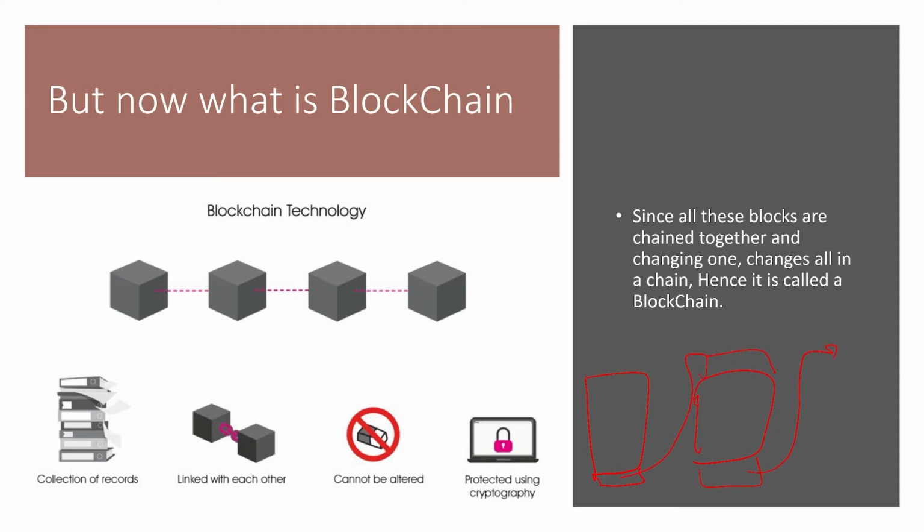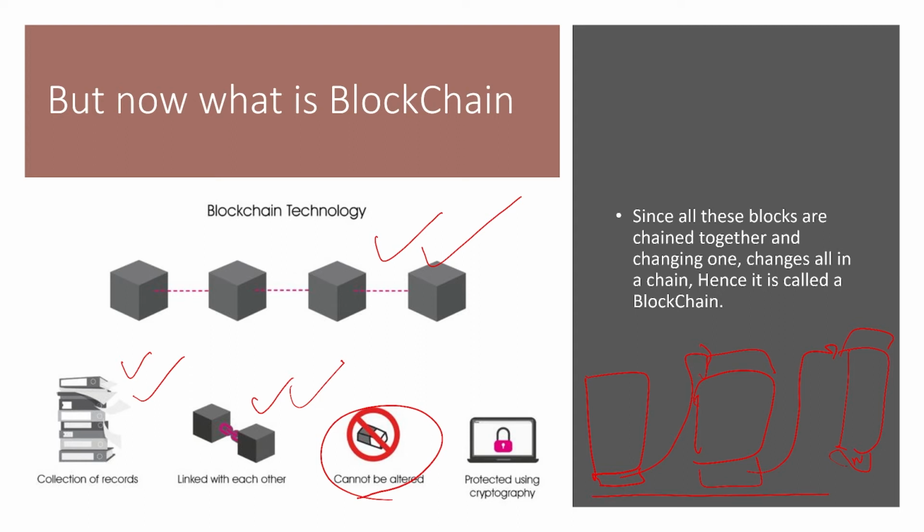The next one contains the hash of the previous block and contains its own number as well, and hence you can see this has become a chain of blocks, and hence this is a blockchain. So blockchain is essentially a collection of records which are linked with each other and cannot be altered.